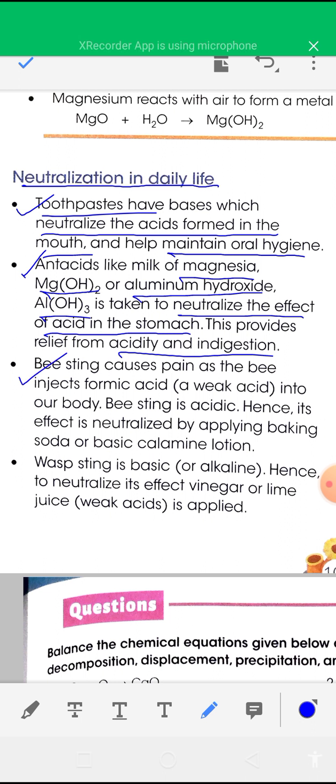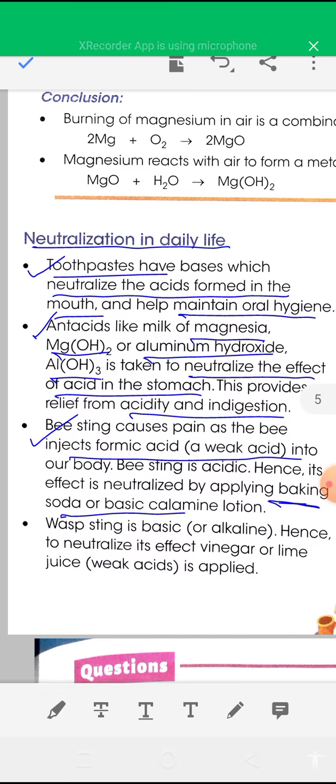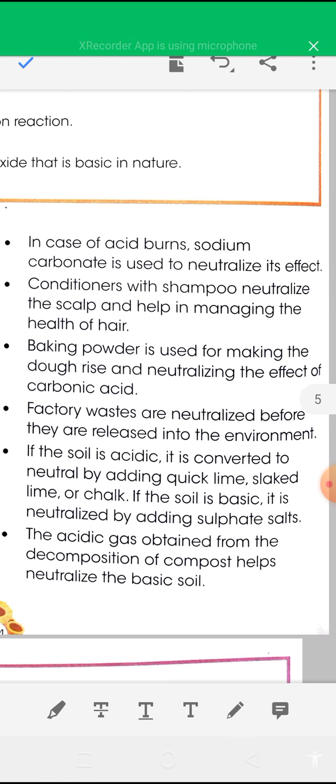Third, bee stings cause pain as the bee injects formic acid, a weak acid, into our body. The bee sting is acidic, hence its effect is neutralized by applying baking soda or basic calamine lotion. So these are some neutralization reactions in our day-to-day life.